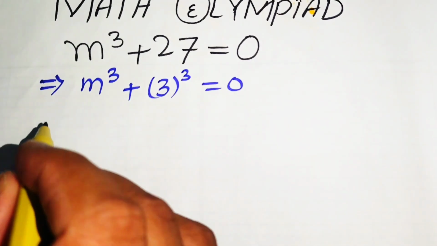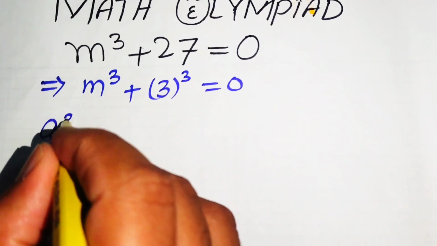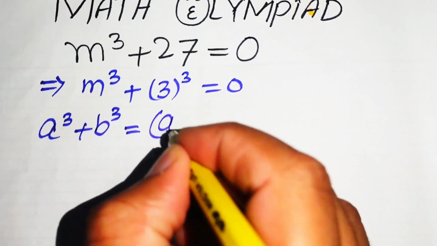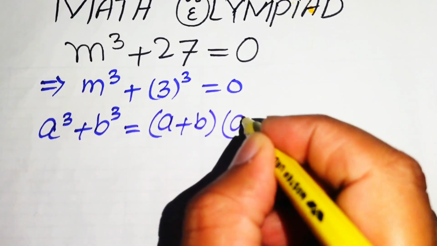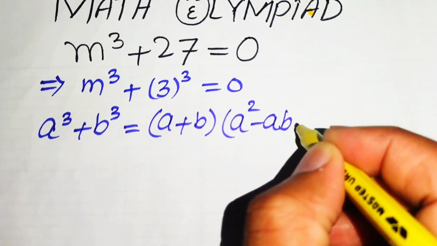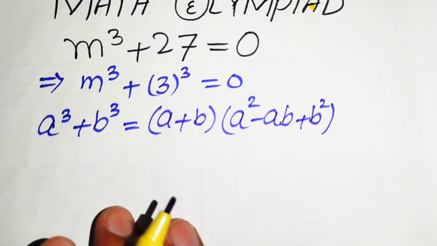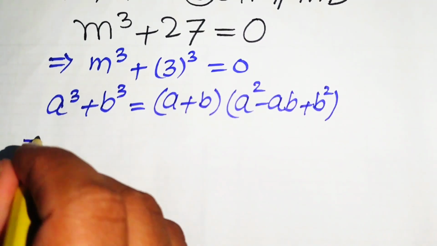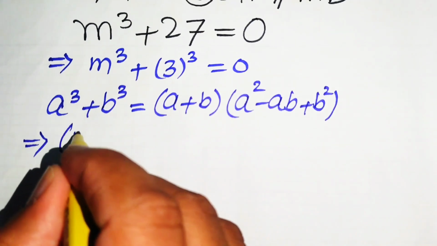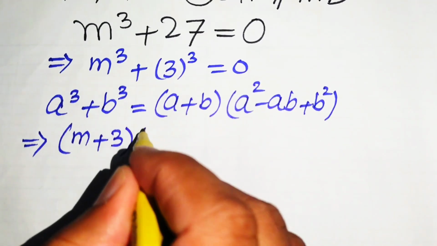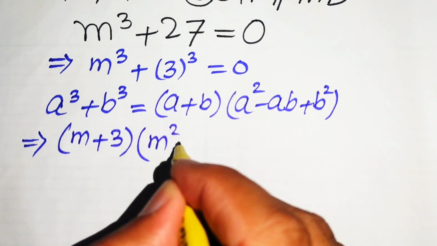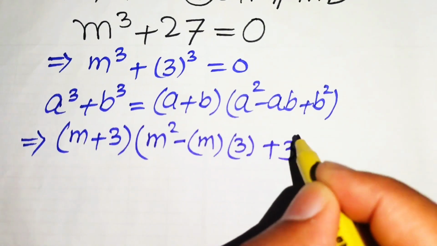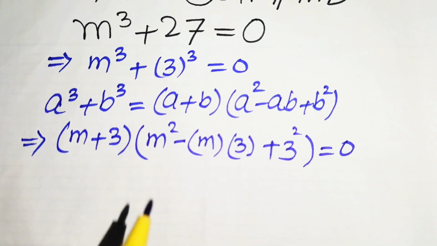So here we use the nice cubic formula, and you know that if we have a cubed plus b cubed, it is equal to a plus b times a square minus ab plus b square. So we use this nice cubic formula on the above term. So our above term will be written as m plus 3 times m square minus m into 3 plus 3 square, and this whole equation equals 0.